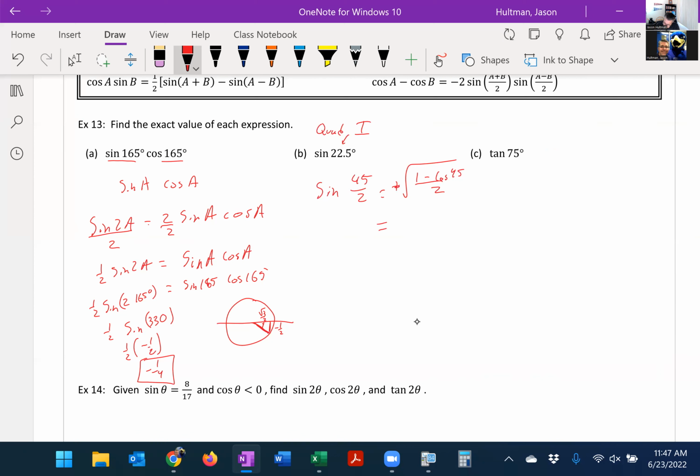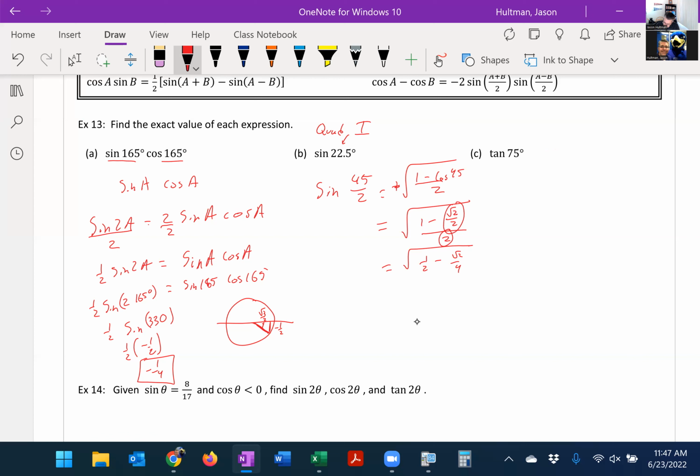So this is equal to the square root of 1 minus cosine of 45. What's the cosine of 45? Well, it's radical 2 over 2 all over 2. So what does this become? I'm going to break this up into a common denominator. Radical of 1/2 minus radical 2 over 4. I kind of skipped a step here: I did radical 2 over 2 divided by 2, which is where I got that 4 from.